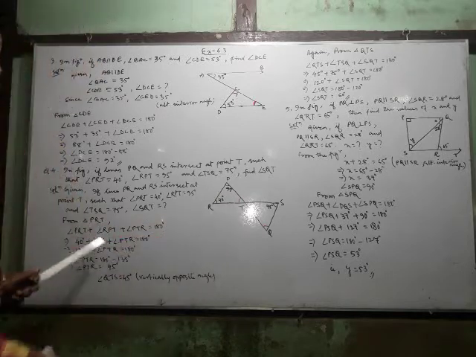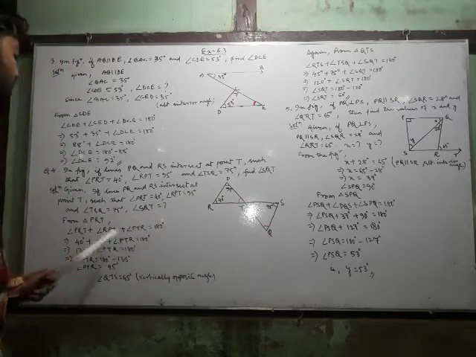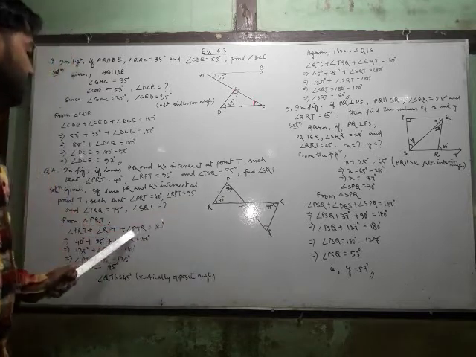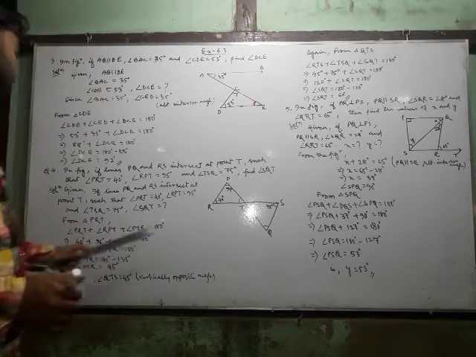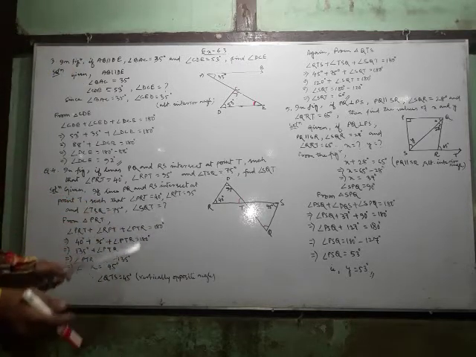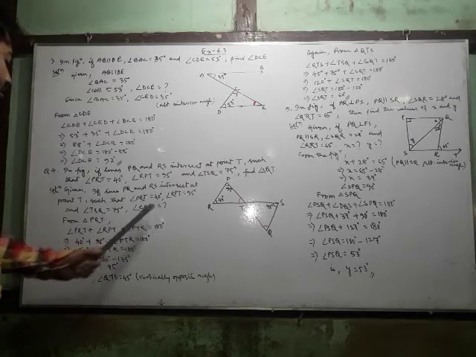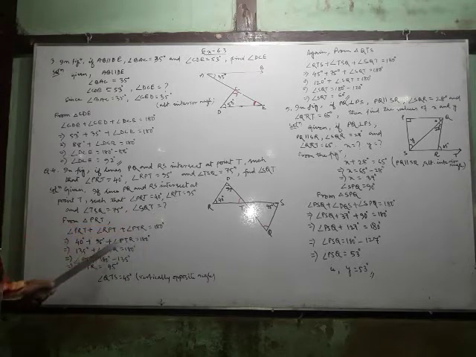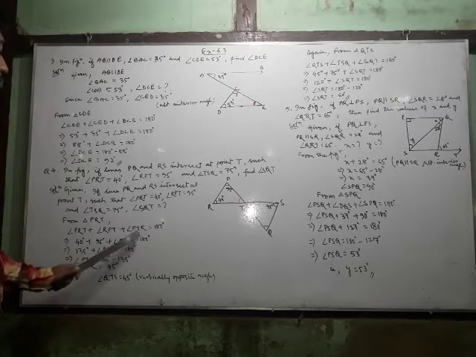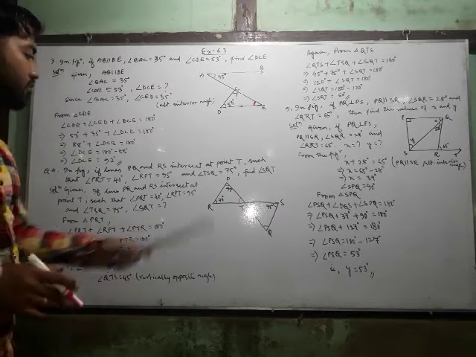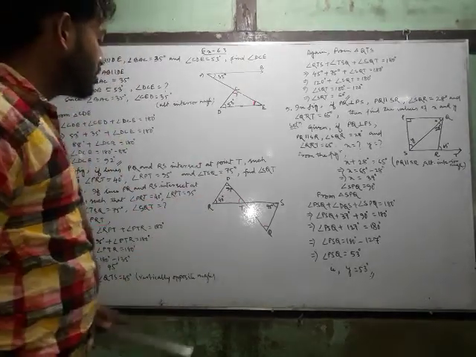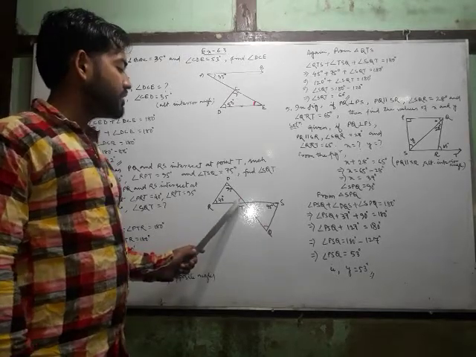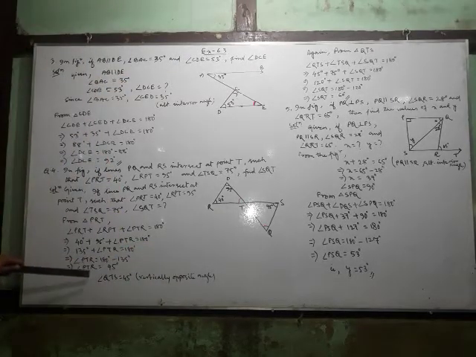So the sum of three angles, that is PRT plus RPT plus PTR, is 180 degrees. Now we have plotted the values we have: PRT is 40 degrees, and RPT is 95 degrees. PTR we don't know, so we are going to find this angle. Because the other two angles were already known to us, we can easily find the value of this angle. So this angle, PTR, is 45 degrees.